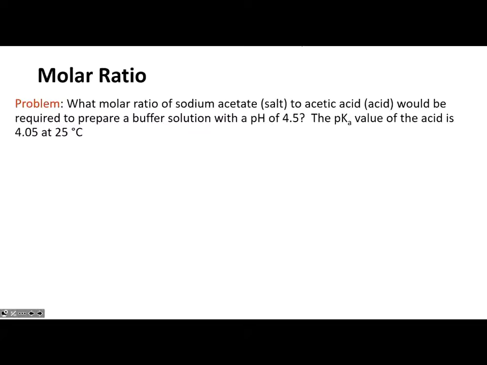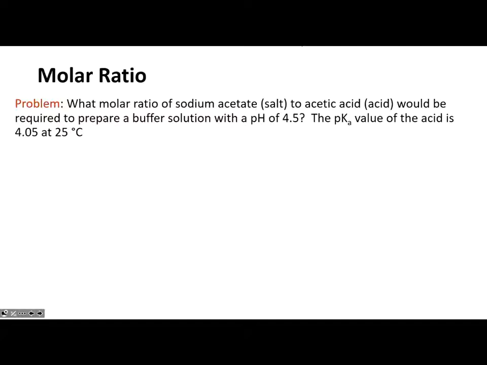So I'm just trying to say, figure out, even before you worry about any of the numbers, in this combination of things, which one is going to be my hydrogen ion donor, which one's going to be my hydrogen ion acceptor. In this case, acetic acid is the acid, and sodium acetate is the salt. So what is the molar ratio of those two things that would be required to prepare a buffer solution with a pH of 4.5? Okay, well, that's what we want. We want the pH to be 4.5, and the two ingredients we have are sodium acetate and acetic acid. By the way, the pKa of the acid is 4.05. Which one did we say the acid was? Acetic acid. So acetic acid's pKa is 4.05.